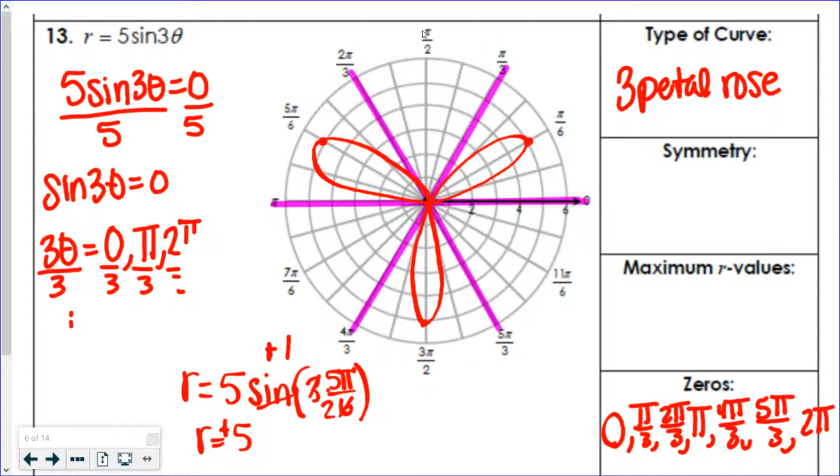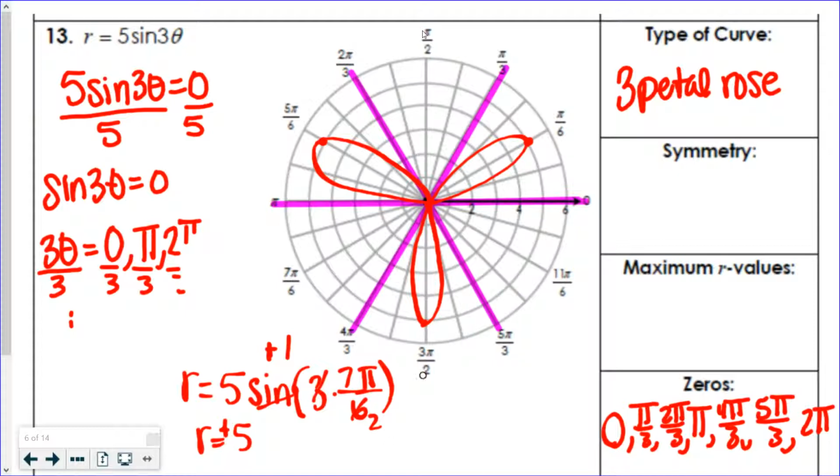All right, what happens at 7 pi over 6? Erase this, it's getting a little muddy. My equation is 5 sine of 3 theta. Sorry about this, guys. 3 times 7 pi over 6, because that's what we're trying to find. We found 5 pi over 6. At 7 pi over 6, the 3 cancels with the 6, and we end up with 7 pi over 2.